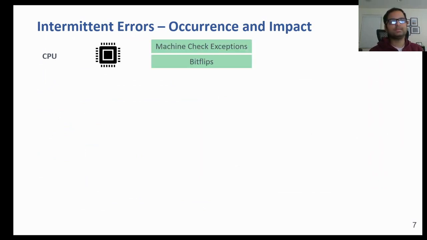So let's start with the CPU. A CPU usually encounters machine check exceptions or bit flips. What are machine check exceptions? Machine check exceptions are register level corruptions seen within the CPU under protected logic. And these machine check exceptions, when caught, result in system reboots. If there are bit flips in the data path in the unprotected logic part of the CPU, these result in data corruptions.